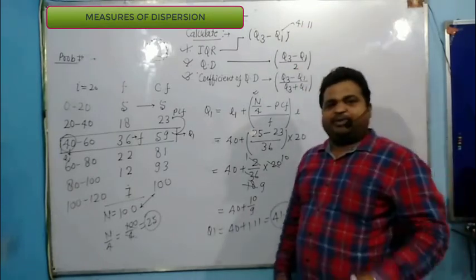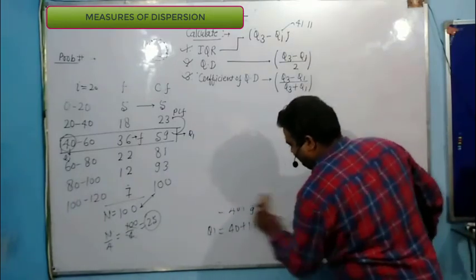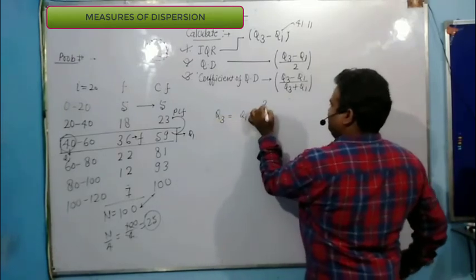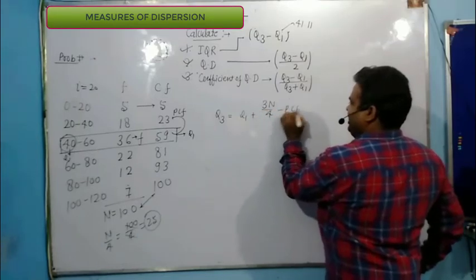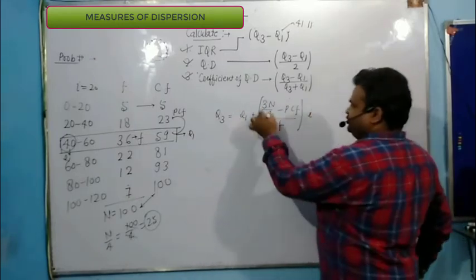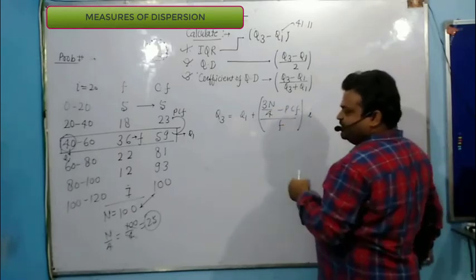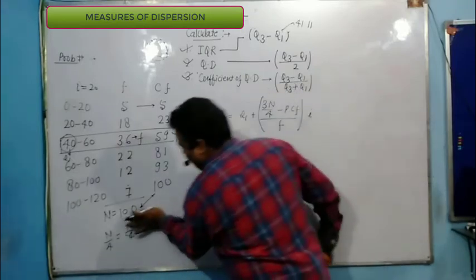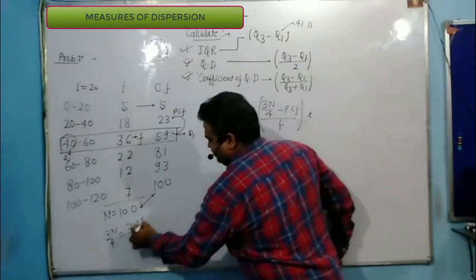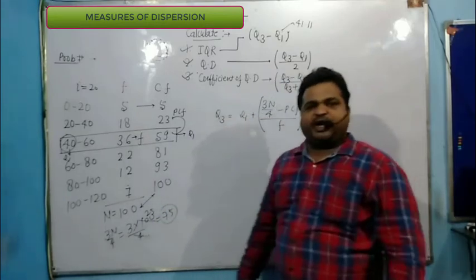Now in the same way I am calculating my Q3 value. First change the formula and the equation also. My Q3 formula is L1 plus (3n by 4 minus PCF) divided by F, into the class interval range. For Q3 my deciding parameter is 3n by 4. So 3n by 4 is 3 times 100 divided by 4, which comes to 75. So 75 is my deciding parameter.